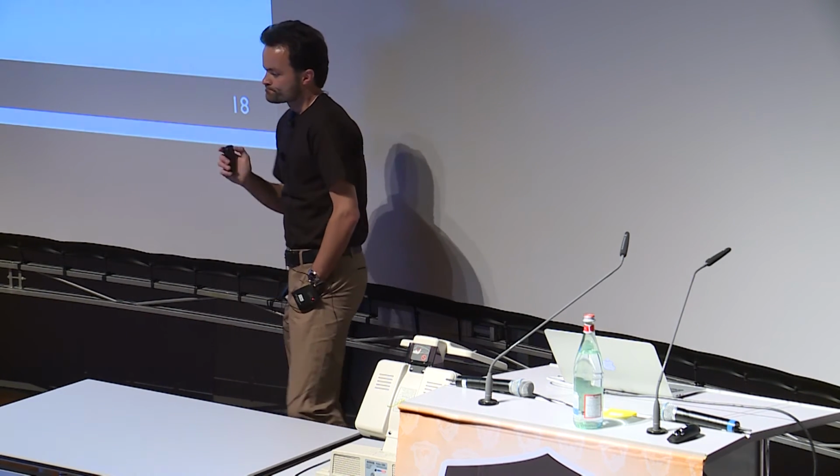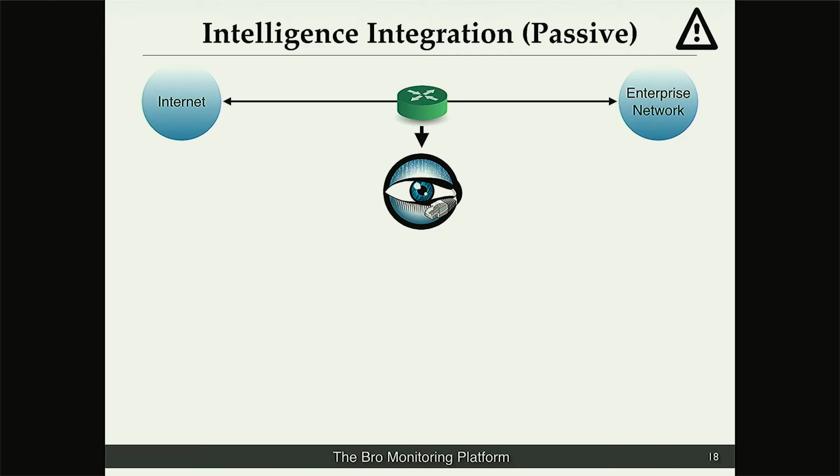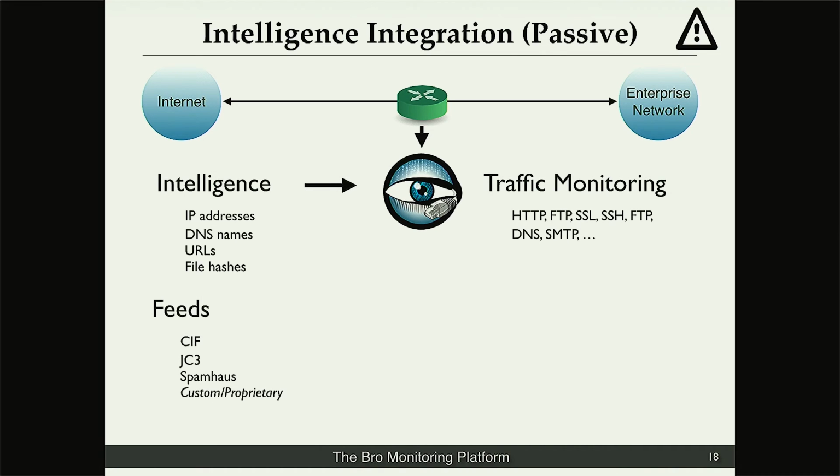More sophisticated is intelligence integration. So this is the basic setting. You tap your network, Bro starts looking for stuff, and you can define this very flexibly in the sense that you can give it intelligence, like blacklists of IP addresses, bad DNS names, URLs, file hashes. There are various sources of feeds on the network. CIF is the Collective Intelligence Framework, which in the US is a list of feeds distributed among the universities. JC3 is a Department of Energy feed of bad stuff, and there's Spamhaus, and many enterprise customers actually have custom or proprietary feeds. So you can take these blacklists and put them into Bro.